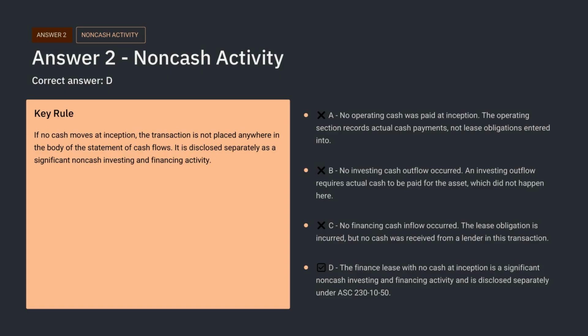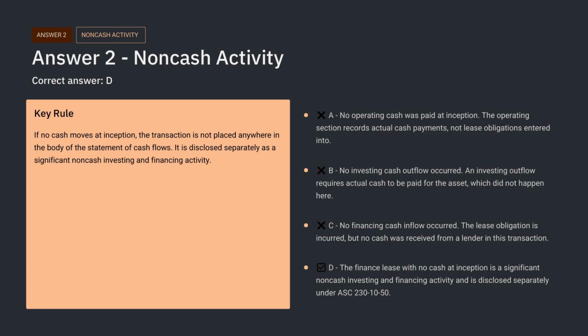Option A is wrong because no operating cash was paid. Option B is wrong because an investing cash outflow requires actual cash paid for the asset, and that did not happen at lease inception. Option C is wrong because the entity did not receive cash from a lender or investor.